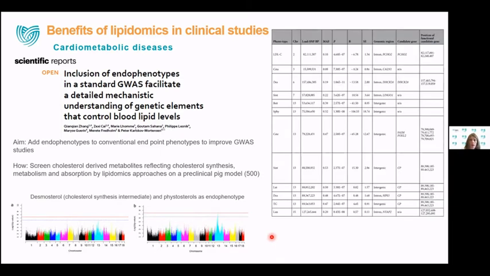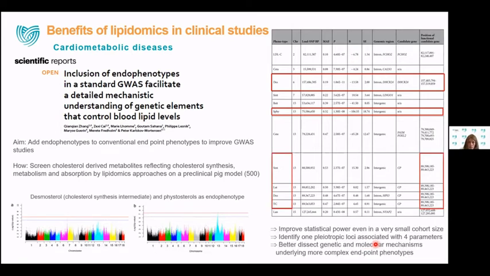And when we looked at the power of these GWAS, we could see that desmosterol and the sum of phytosterol gave the higher statistical power from all the other endpoint phenotypes or endophenotypes used. Also, the use of these endophenotypes allowed the identification of one pleiotropic loci on chromosome 13. As you can see here, they're all located in the same loci.